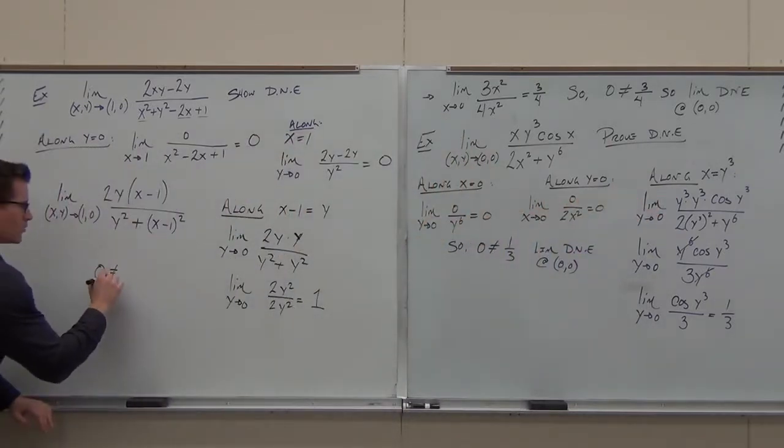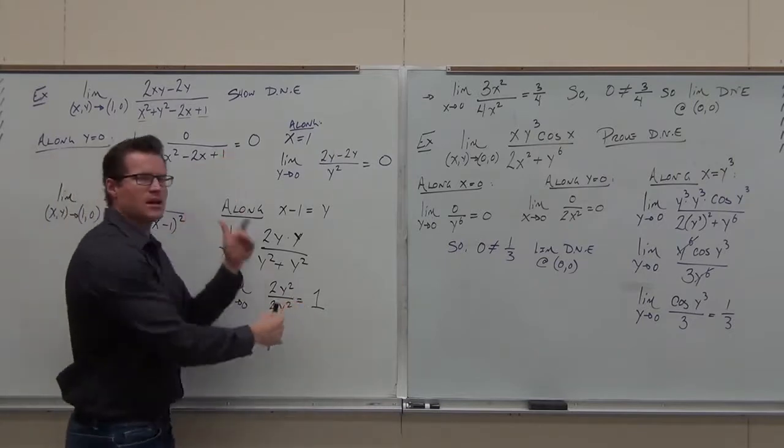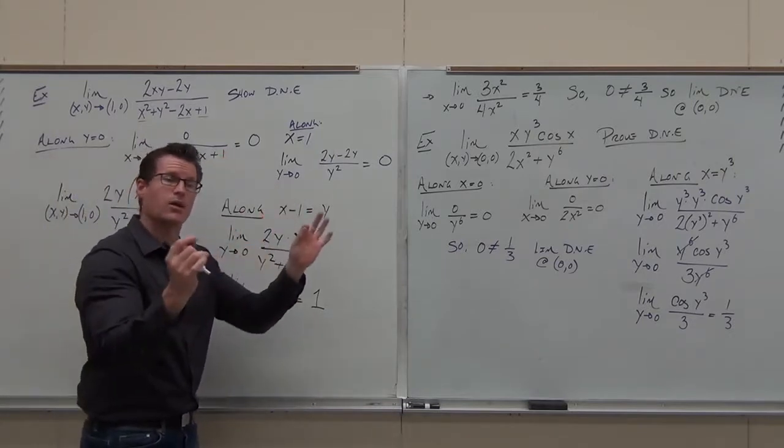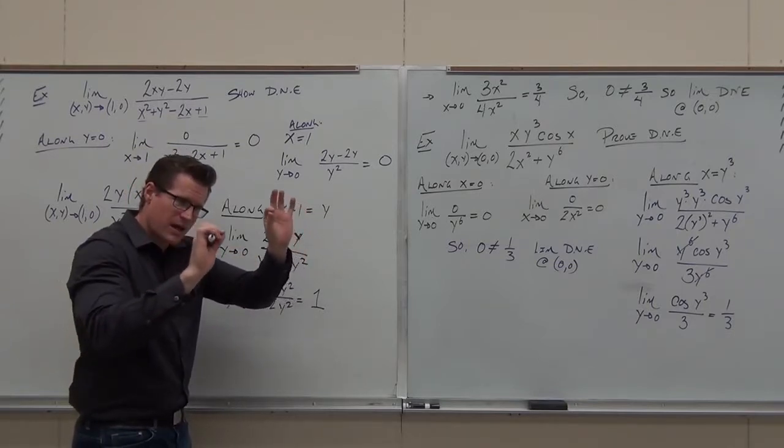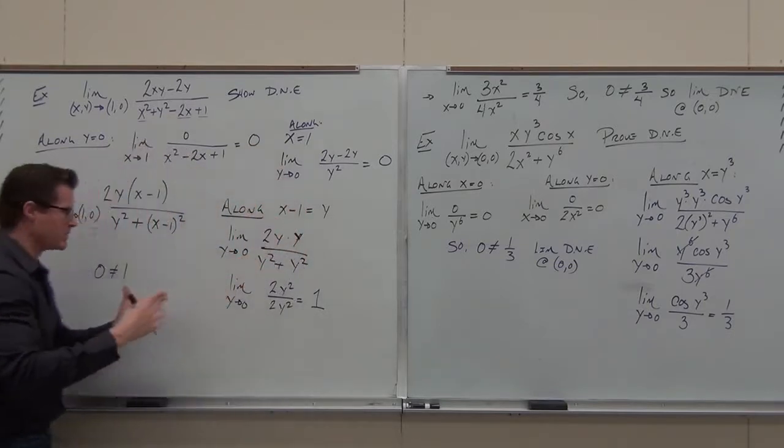So 0 does not equal 1 because these are the heights of the function along those two paths, along the surface over those two paths. So along the surface over those two paths, the function has different heights. Therefore, the limit does not exist.